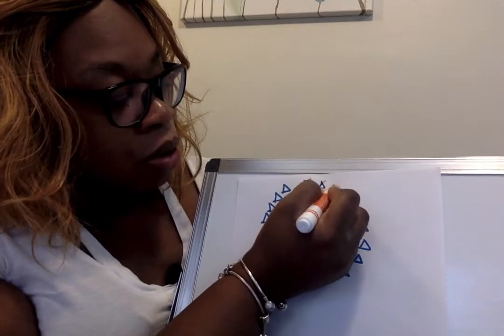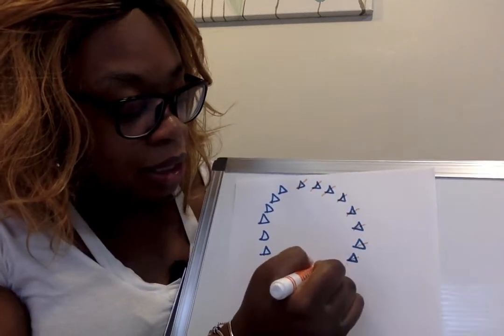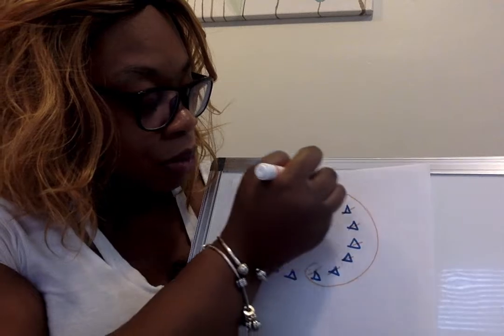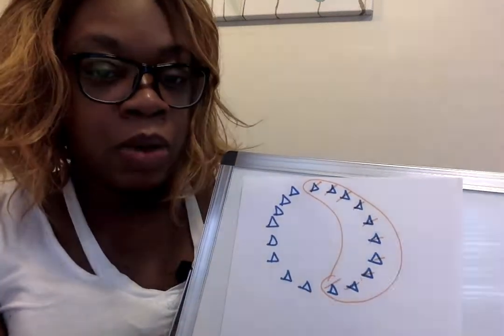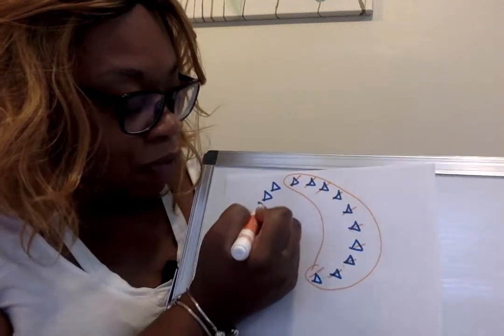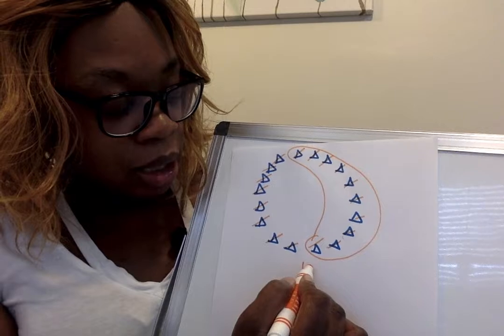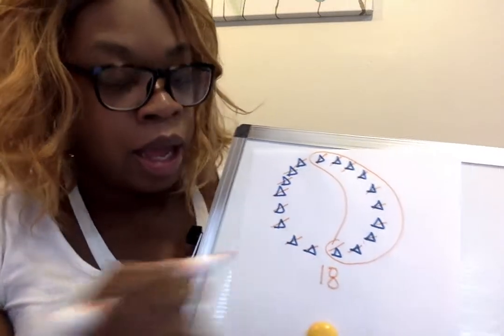All right, here we go. 1, 2, 3, 4, 5, 6, 7, 8, 9, 10. I'm going to circle that. All right, now we can count on 10 1, 10 2, 10 3, 10 4, 10 5, 10 6, 10 7, 10 8. And I want to write that 10 8 or 18.